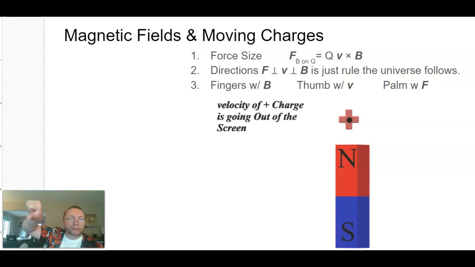The magnetic field, magnetic north, is up. So I'm looking at something like that. And now the force on that charge is the direction my palm faces. So the force would be that way. So the charge is going out of the screen. Magnetic north is up, and the force is that way. So that means that as the charge is moving, it would go like this. So as the charge is moving, the force on it would be pushing it that way. It would end up kind of going.